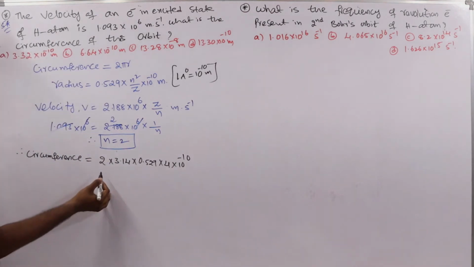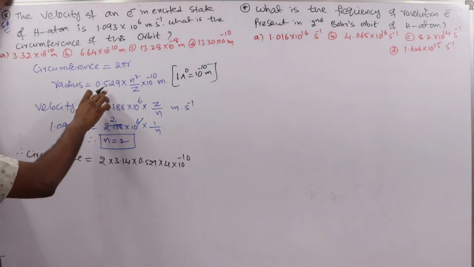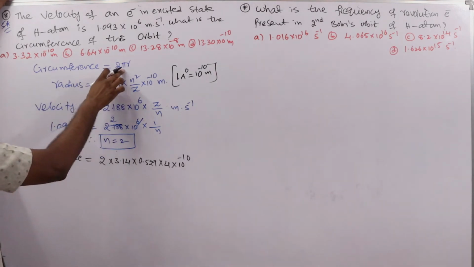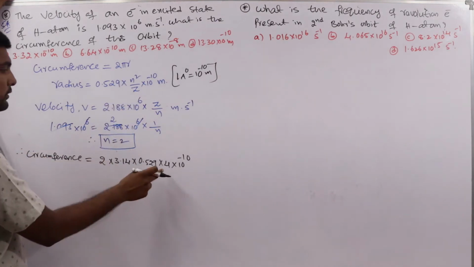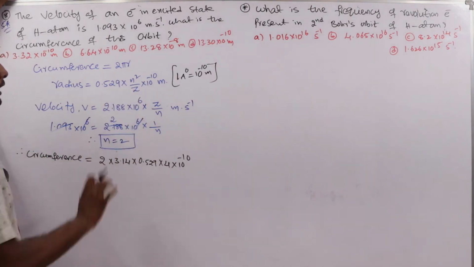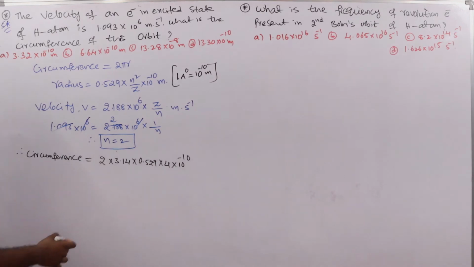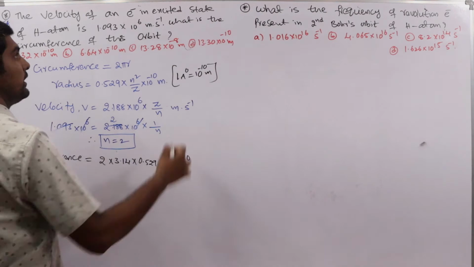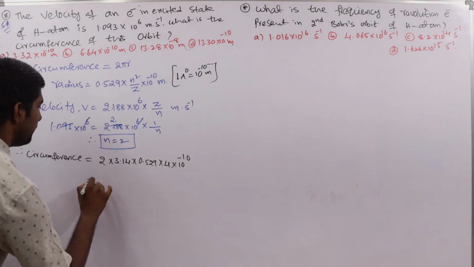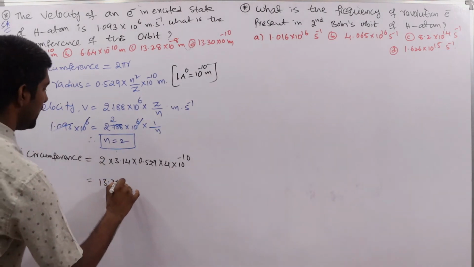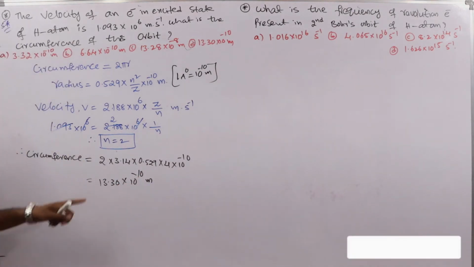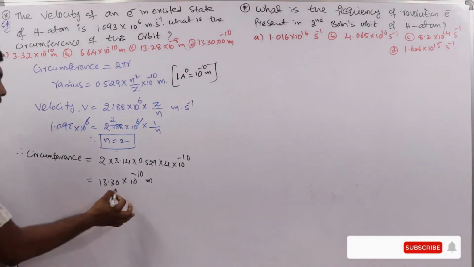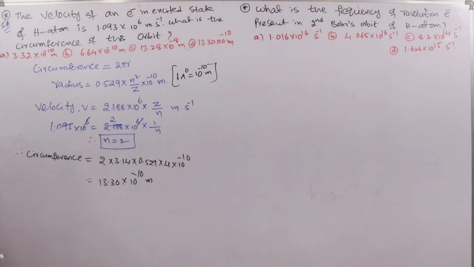So radius we are substituting here, yes or no? 2 pi value and this is the r value, 0.529 into n is 2, so 2 square is 4 into 10 power minus 10. After all simplifications, we get the final answer as D. The circumference is equal to 13.30 into 10 power minus 10 meter.